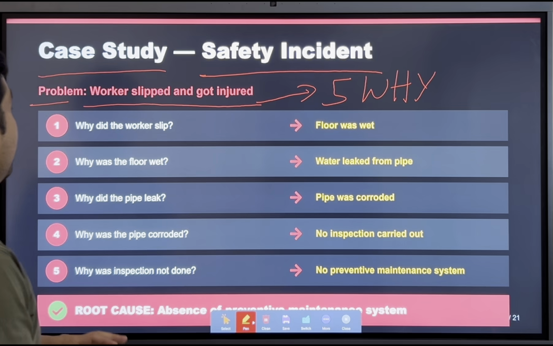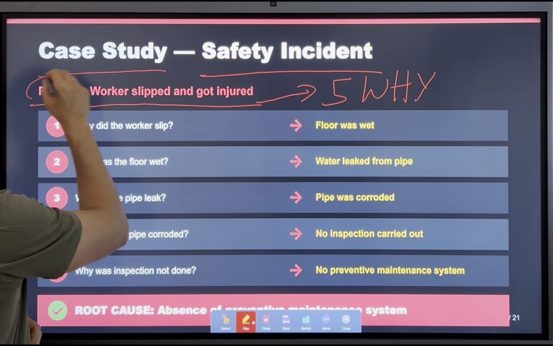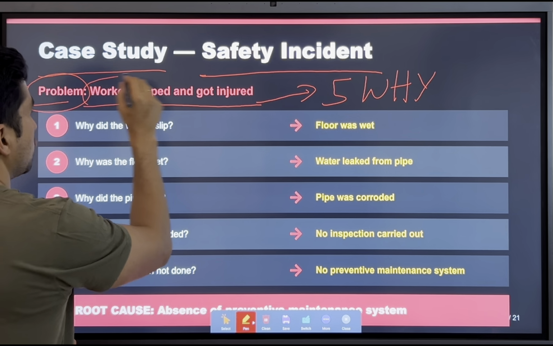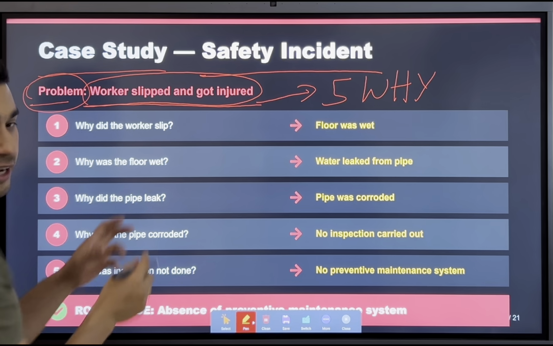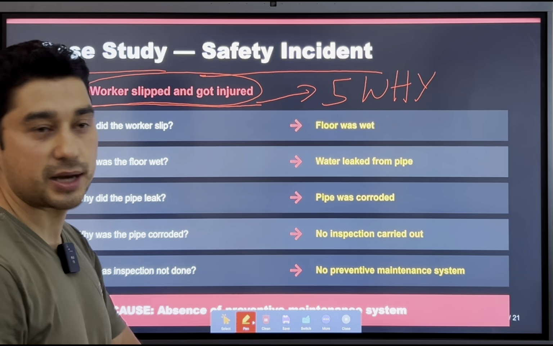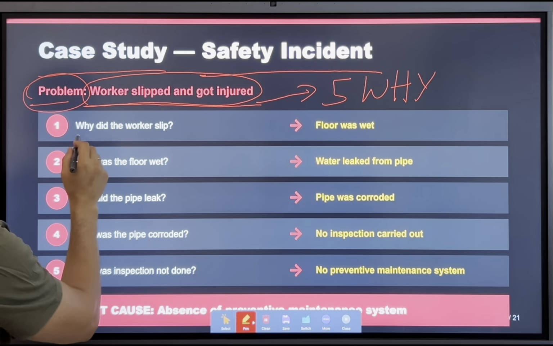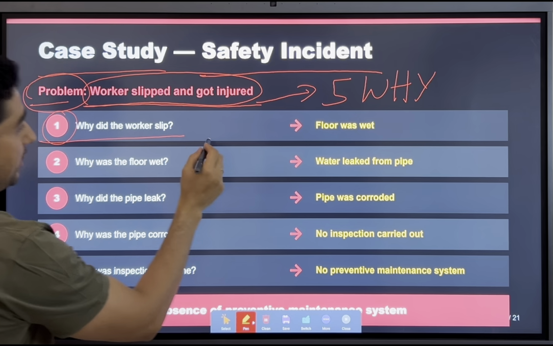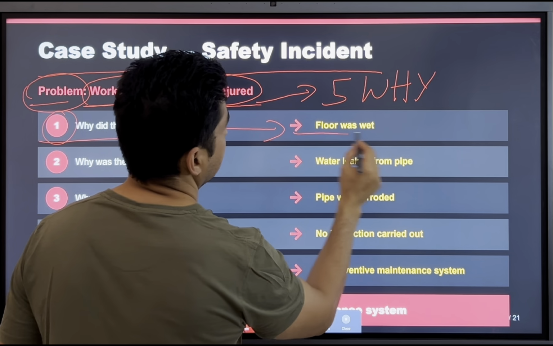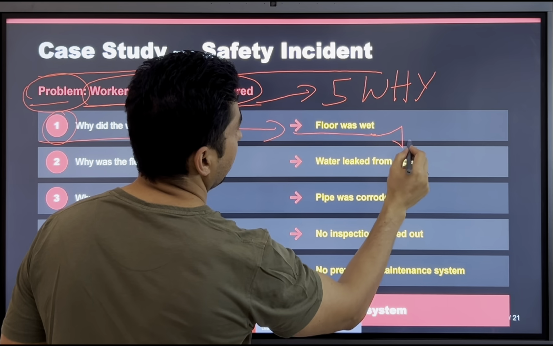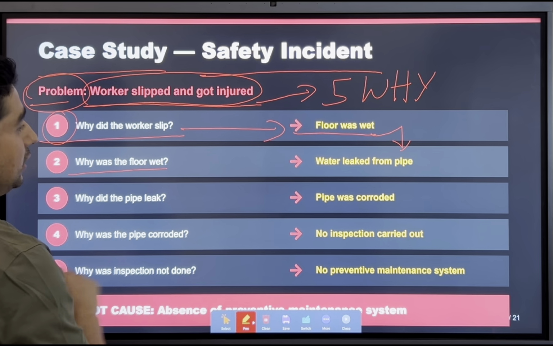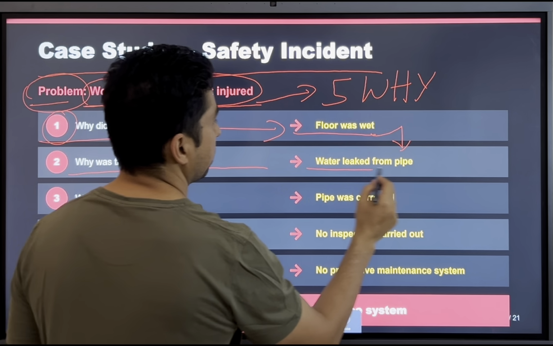Okay, now you can see here the problem. Define the problem. Our first part, what is the problem? Worker slipped and got injured. See, it is very short. Easily anyone can understand. First why. Now, why did the worker slip? This is our first why. Because the floor was wet. Now, second why. Why was the floor wet? Because water leaked from the pipe.